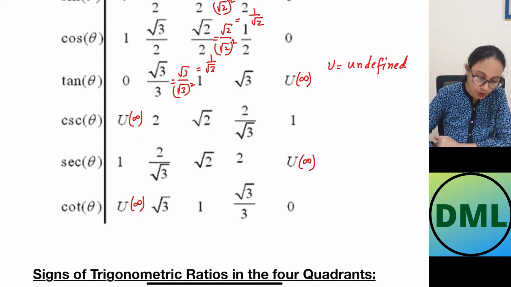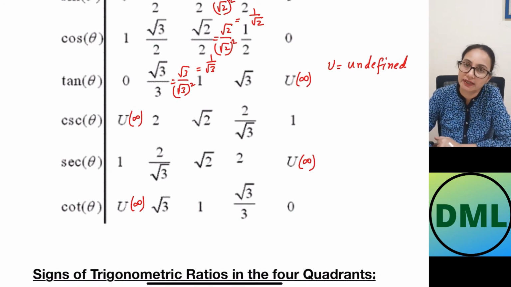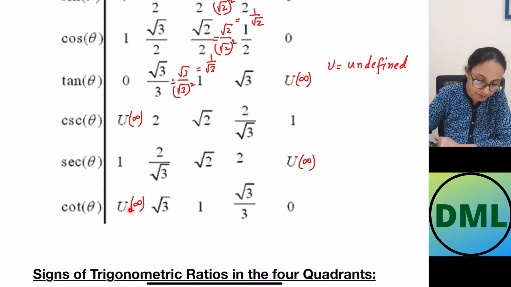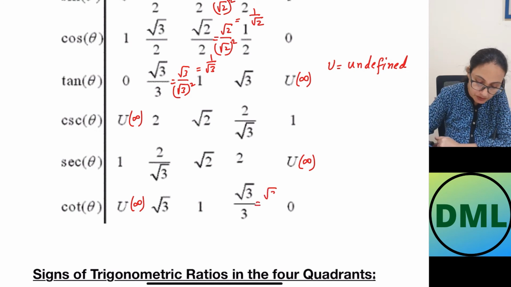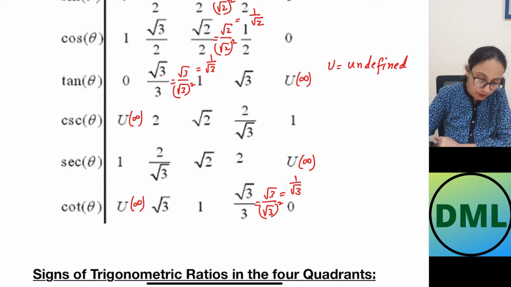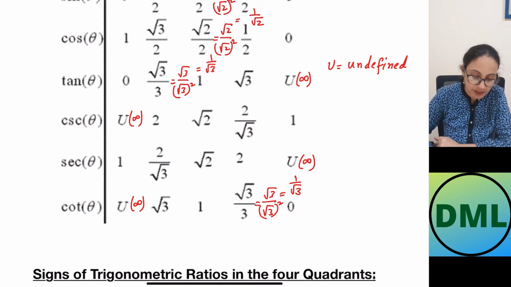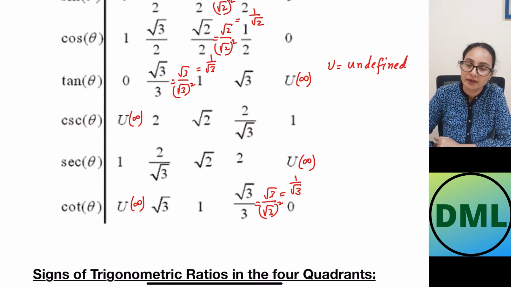Now cot theta. Cot theta, we know that it is 1 over tan theta. That means I need to flip my tan values. So 1 over 0 is infinity. 1 over root 3 is root 3 only. 1 over 1 is 1. 1 over root 3 is 1 over root 3 here, because if you write it down here, it is root 3 over root 3 the whole square, which equals 1 over root 3. Now 1 over infinity is 0. So that's how you can write down all your values.